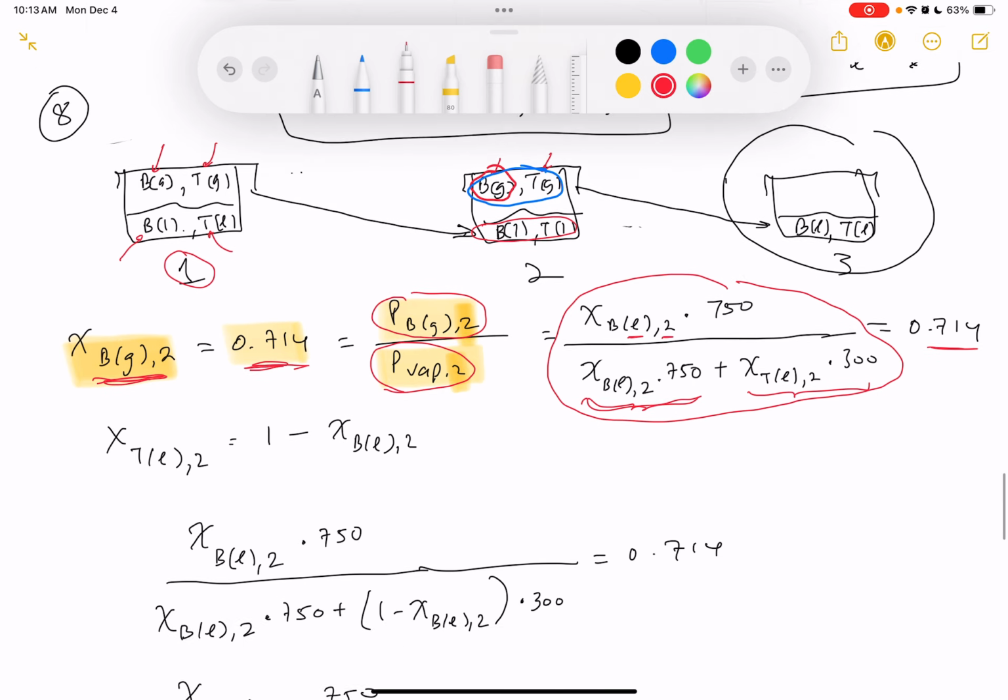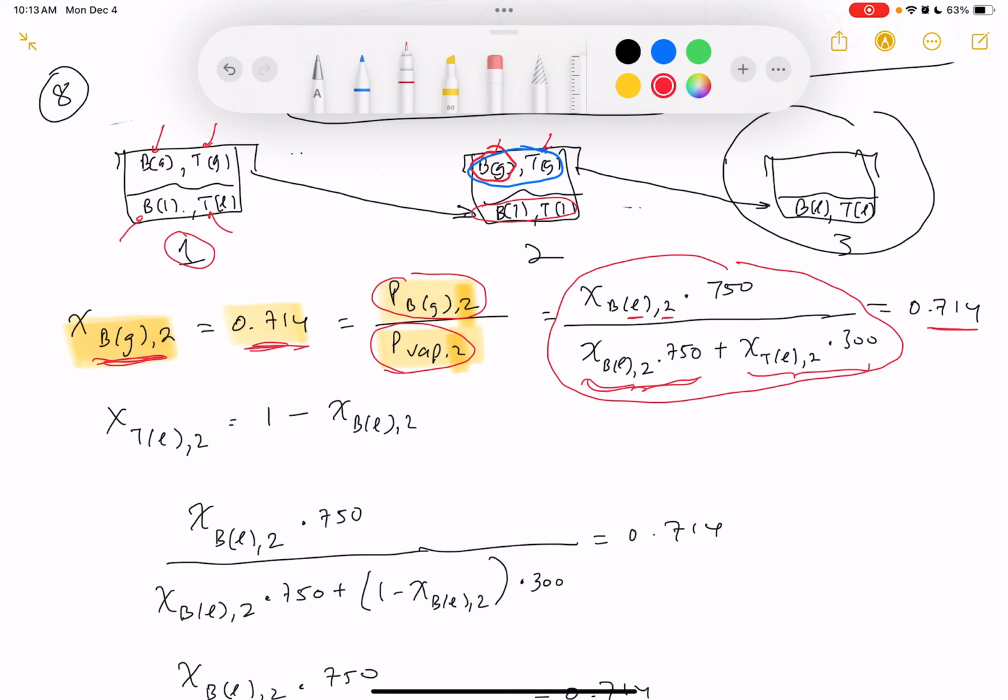All right. The other thing, of course, that I can do here is, since there are only 2 components, the mole fraction of toluene should be 1 minus the mole fraction of benzene in that same phase. In this case, we're talking about the liquid in container number 2, so that's why there's a 2 there, okay, for both of them.